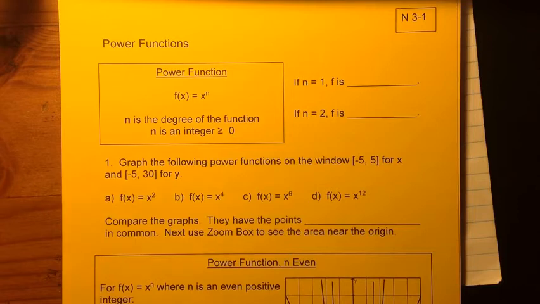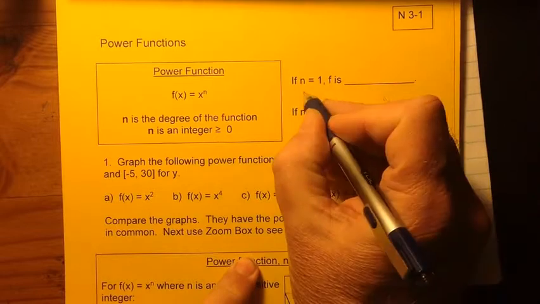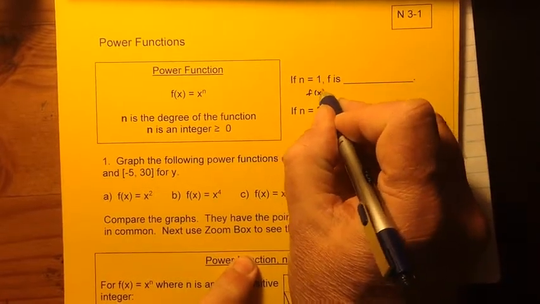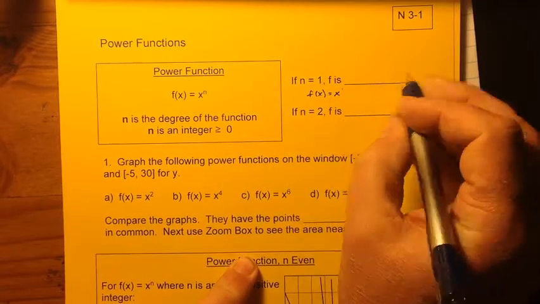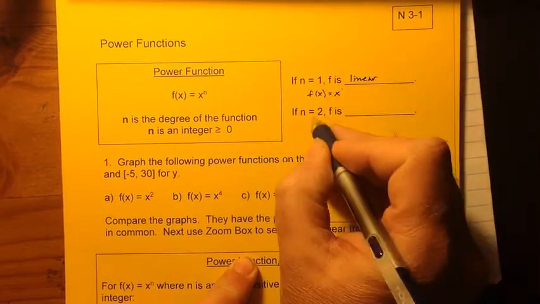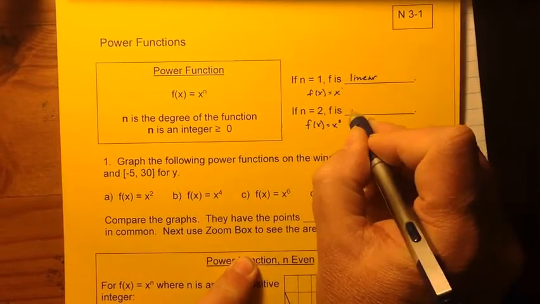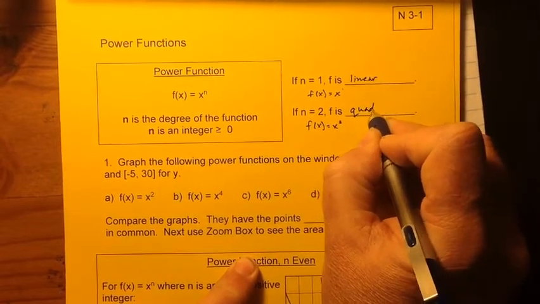on to infinity. If n is equal to 1, then what we get is f of x equals x to the first power, and so that's going to be just linear. If n equals 2, we get f of x equals x squared, and remember that we call that quadratic.